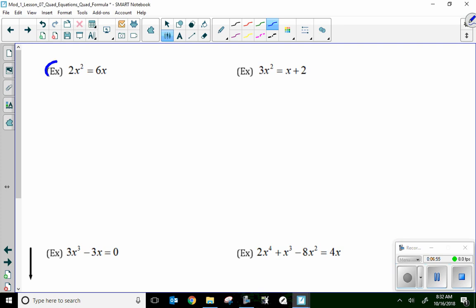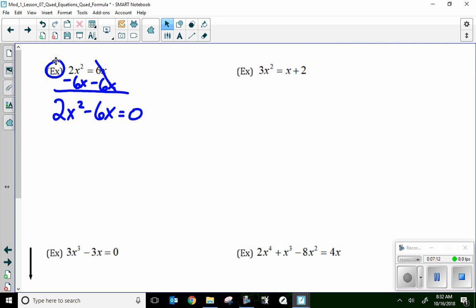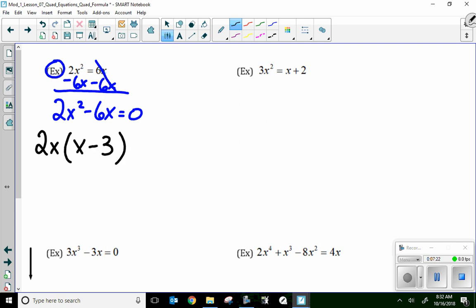This first one, I'm going to set it equal to 0. Subtract 6x from both sides. 2x squared minus 6x equals 0. Now I factor. I am going to take out the greatest common factor, which is 2x. All right, so I've got x minus 3 equals 0. This 2x is also in its own little parenthesis because I'm multiplying it.